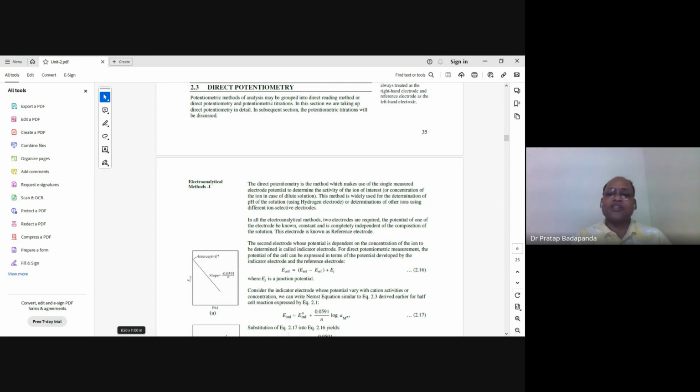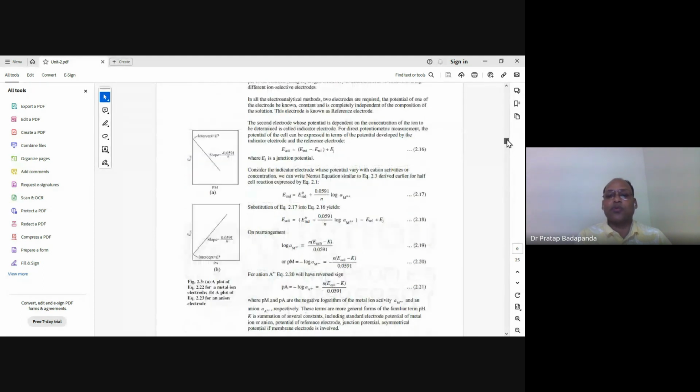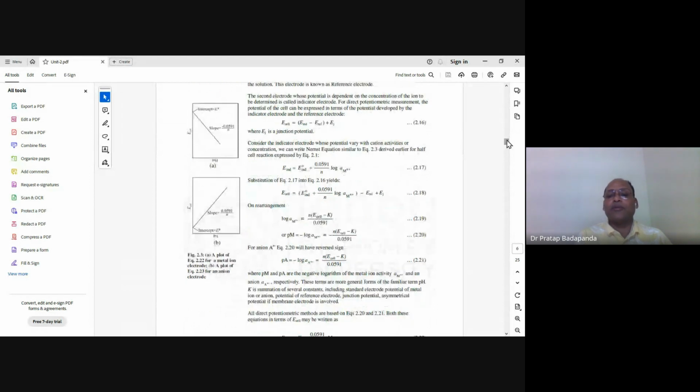So the reference electrode we have already discussed, whose value we have to take as the reference. On the basis of that, you have to calculate. So E cell is equal to E indicator minus E reference plus EJ. EJ means the salt bridge junction potential. That value will be put down, so you will find out the value of that.